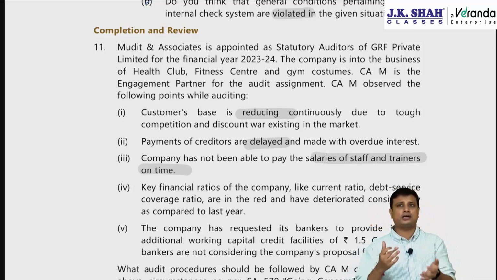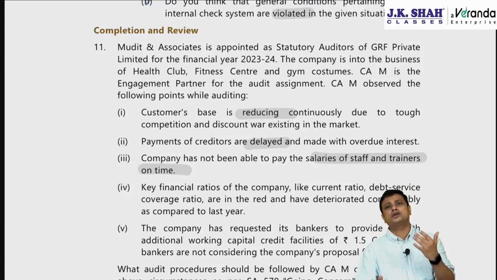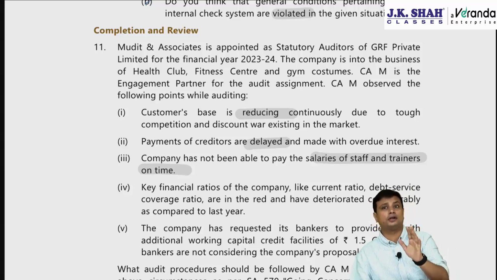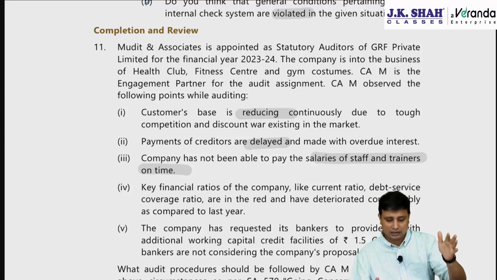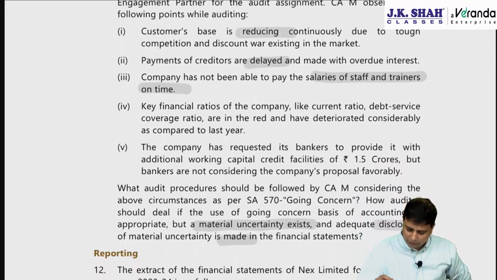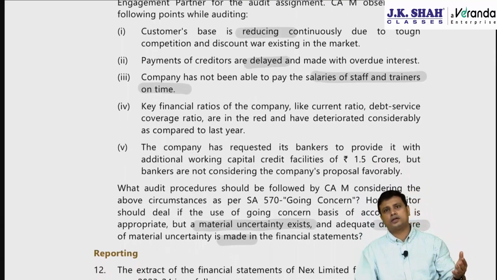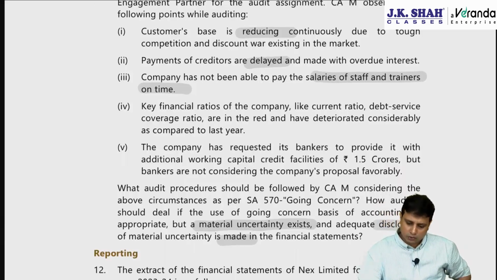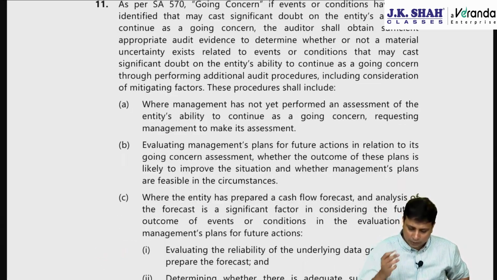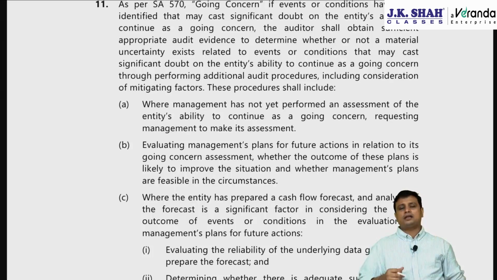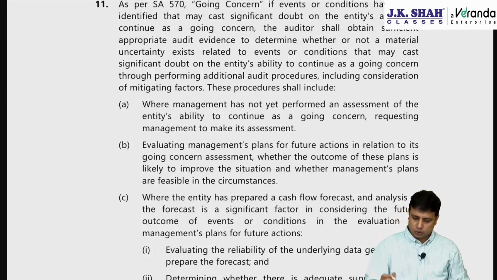There are a few indicators, financial and operating indicators, because of which there is a material uncertainty. We cannot say the going concern is inappropriate. So here, if there is a material uncertainty, they have to give the disclosure. If they cannot give the disclosure, we may have to modify our opinion. So whenever a material uncertainty exists, what are we supposed to do?